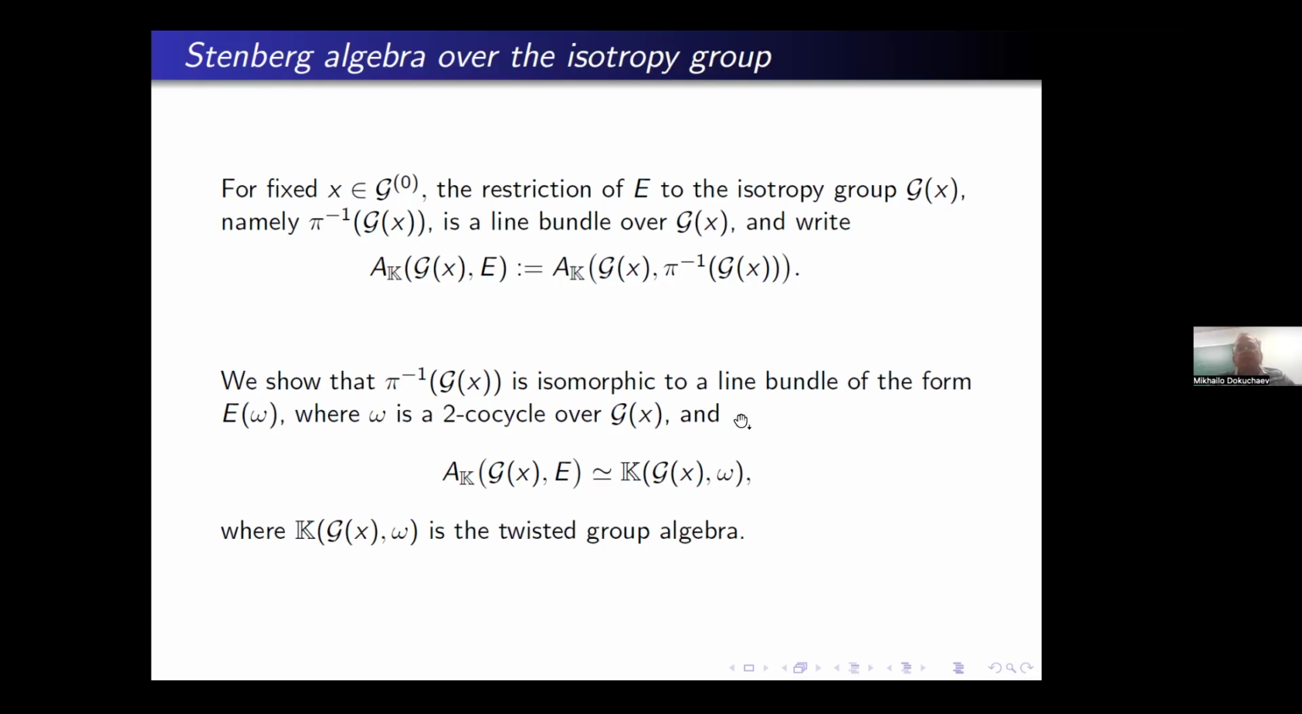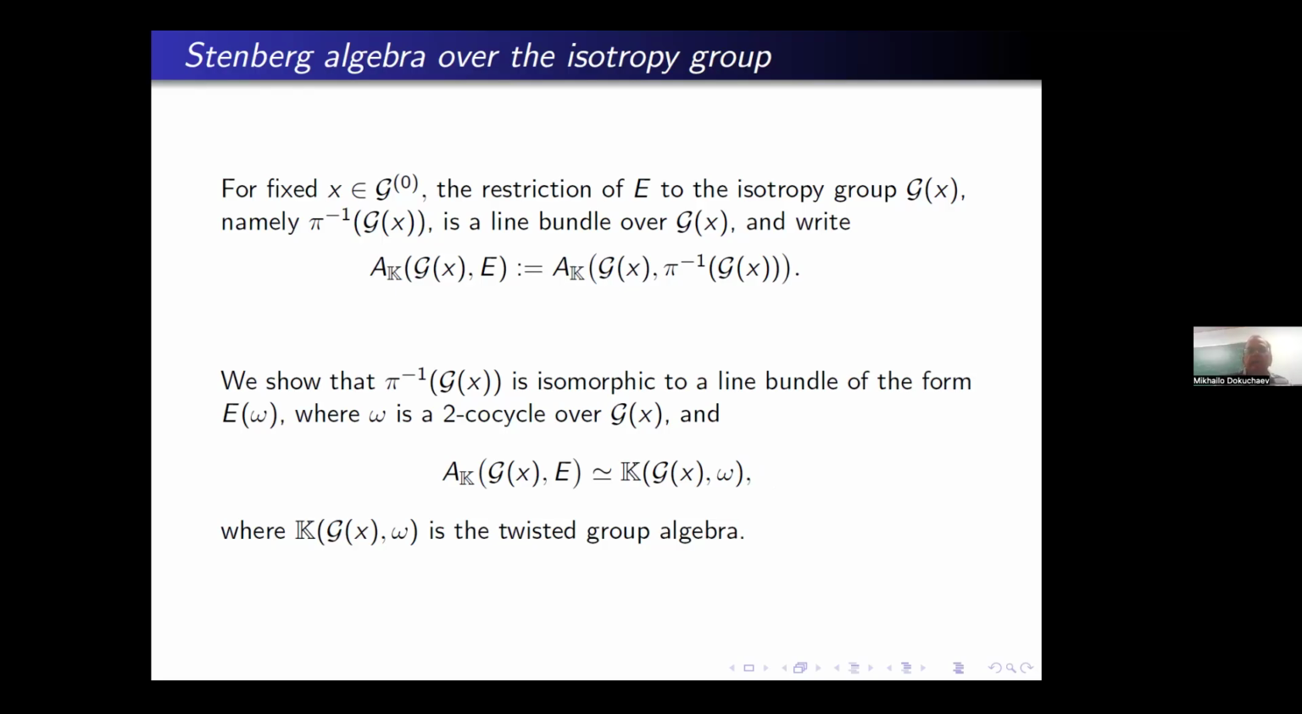And then it is easy to see that it's going to be a bundle over the isotropy group, so we can speak of the Steinberg algebra, right? And that is easy to understand. It's going to be simply the twisted group algebra. Twisted group algebra in the usual sense of ring theory, when you have a two-cocycle of the group and you form the twisted group algebra.